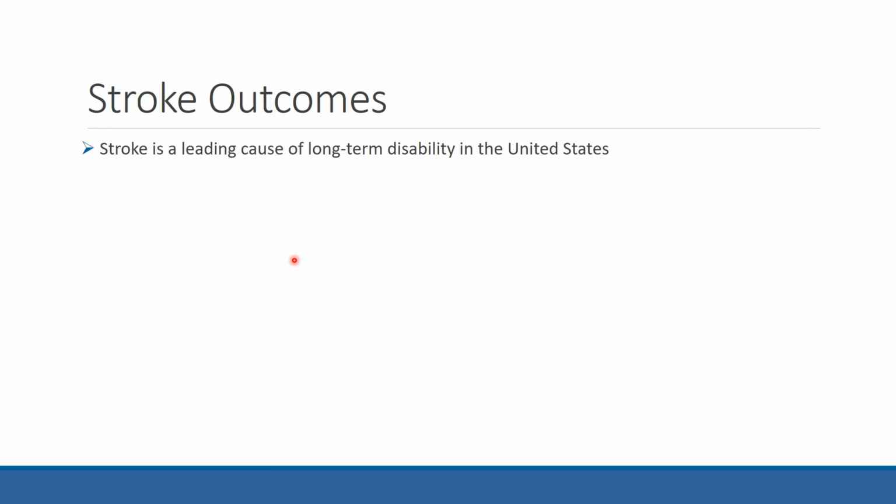And so I'm going to leave it with this: stroke is a leading cause of long-term disability in the United States and in the world. And so it's really important that we, as neuropsychologists, work with community partners and work with physicians to help people learn the steps they can take to prevent stroke.